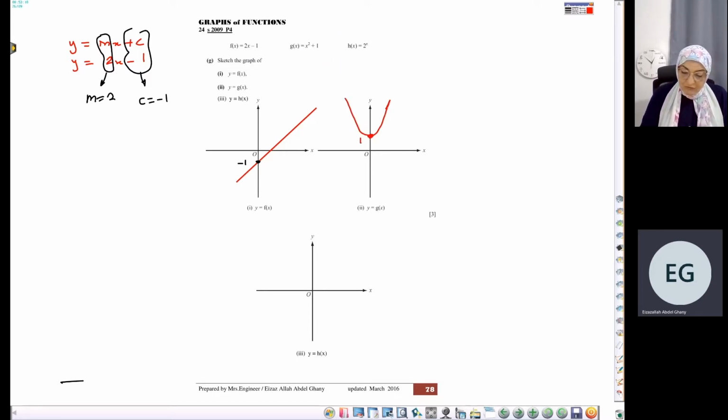This is g. H of x is an exponential function. Exponential function at x equals 0, y equals 1. This is y equals 2 power of x. Here we knew about linear function, quadratic function, and exponential function. If you need to write the names, it's okay, but it's not required in the question. He just wants you to sketch.